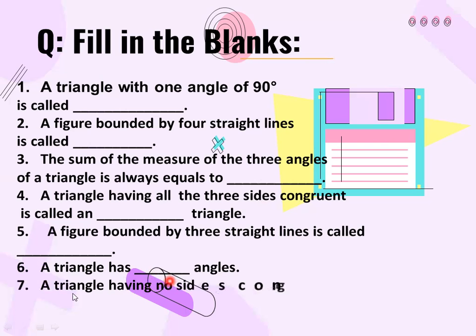Next is a triangle having no sides congruent is called dash. What will be the answer? Answer will be scalene triangle. Scalene is a triangle whose none of the side is congruent. So the answer for blank number 7 is scalene triangle, right?